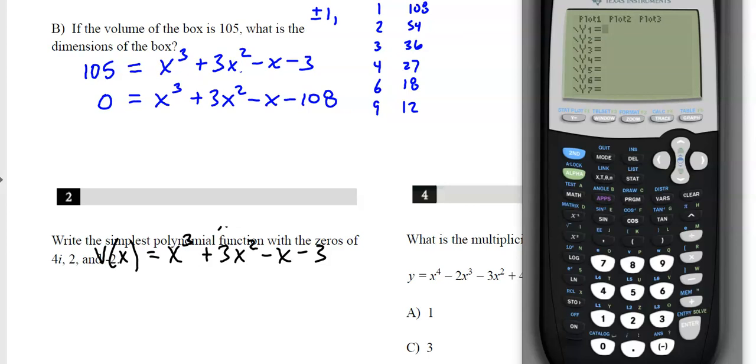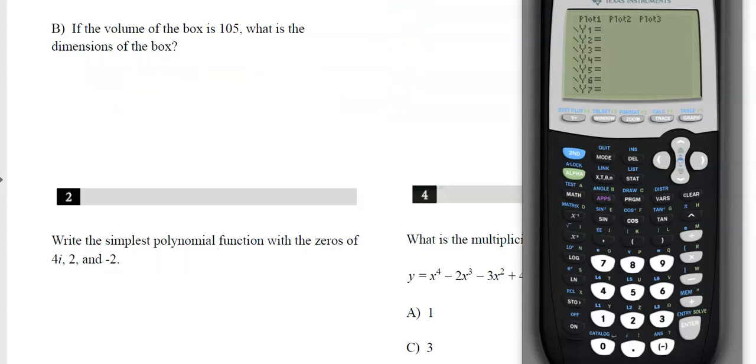All right, so we have x to the third plus 3x squared minus 1x minus 108. And let's just graph it, see what's going on.